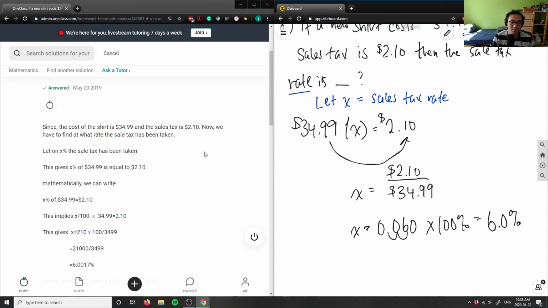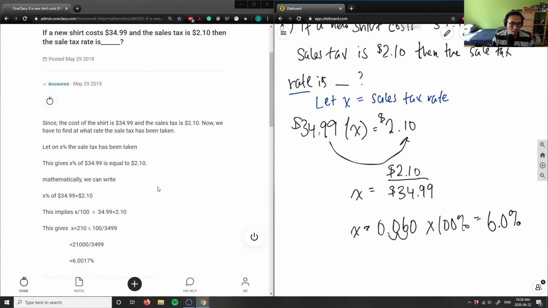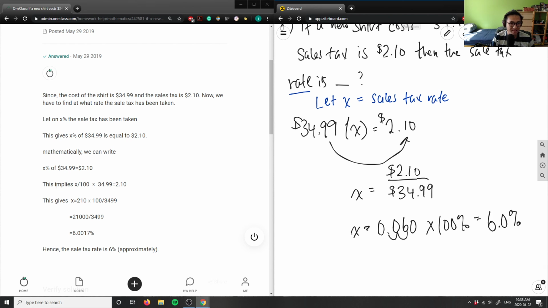So let's see what they did here. Since the cost of the shirt is $34.99 and the sales tax is $2.10, now we have to find at what rate the sales tax has been taken. That's good. Let X% be the sales tax that has been taken. So they say X% of $34.99 equals $2.10. I just simply multiplied it, that's totally fine. This implies that X divided by 100 times $34.99 equals $2.10. That's good.